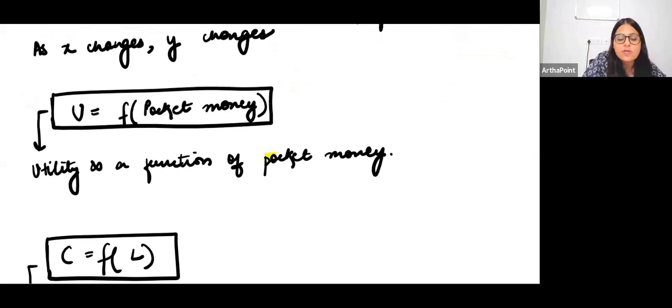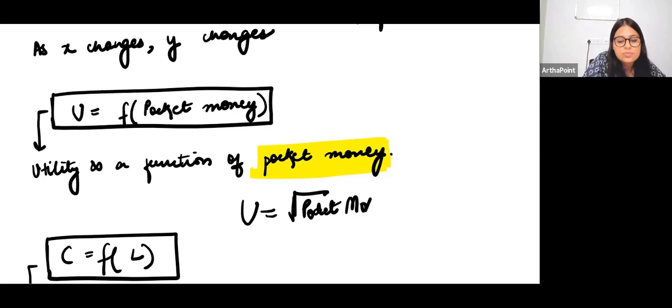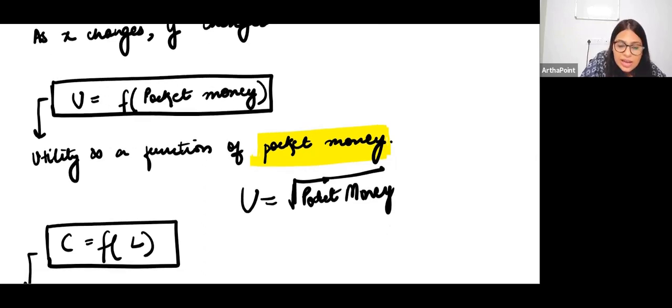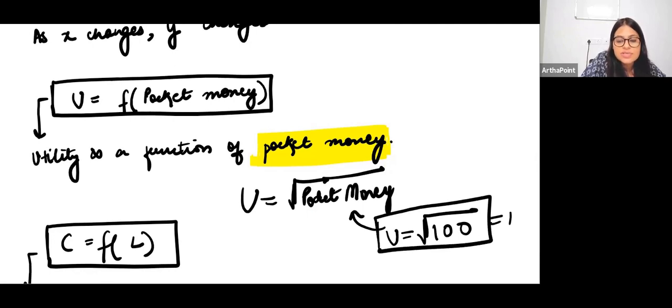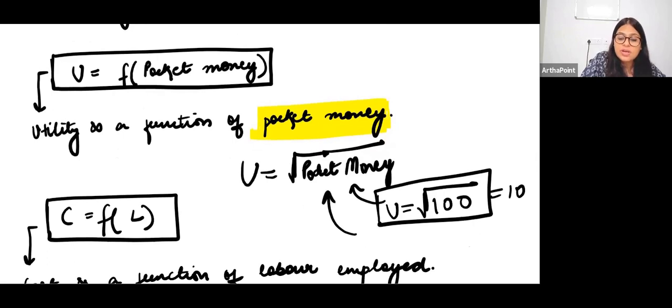So, these are the various examples that I'm talking about. Your utility is a function of your pocket money. Suppose I tell you, let's go a little economical, and in economics I tell you that your utility is root of pocket money. So you put in a value of pocket money. You put in 100 here, you find its root and you get utility. So your utility becomes 10. You put in another value of pocket money, 200, and you get 10 root 2. So different values of pocket money give you different values of utility, right?